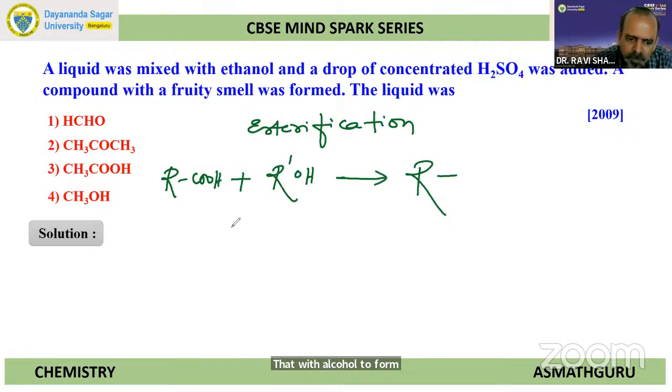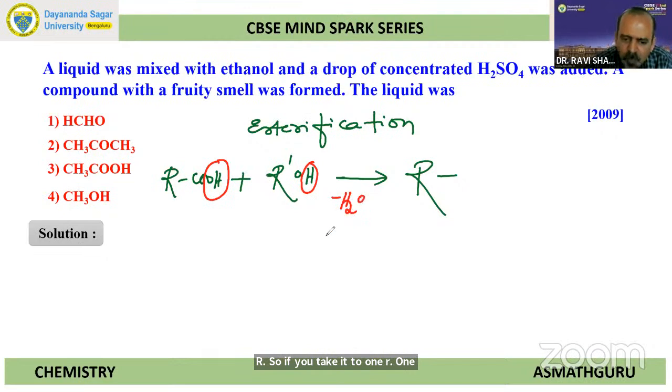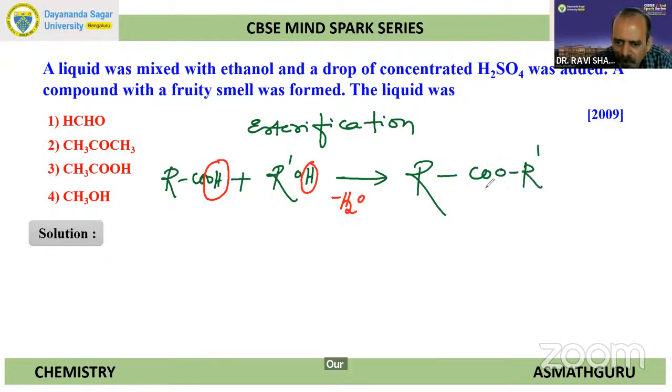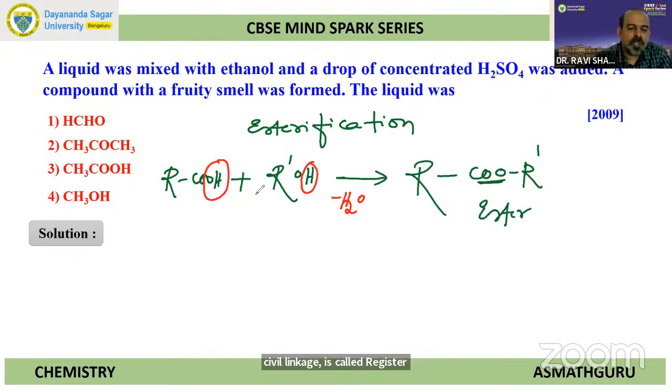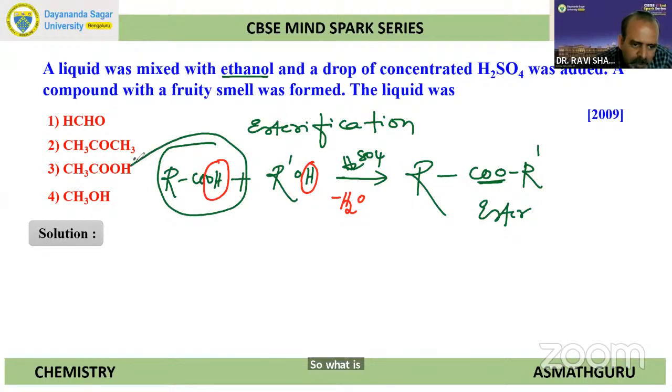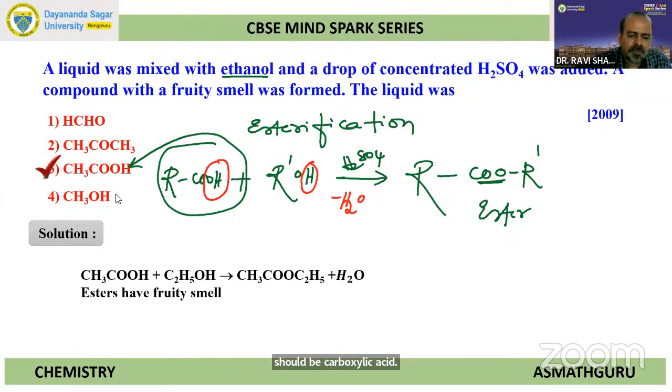If you take R1, the OH of the carboxyl group reacts with H to form water. Then RCO combines with O and R1. A compound having a CO linkage is called an ester. So alcohol is there, that is ethanol, and sulfuric acid is there. What is required? RCOOH is required, and that should be a carboxylic acid. Third option, sir.